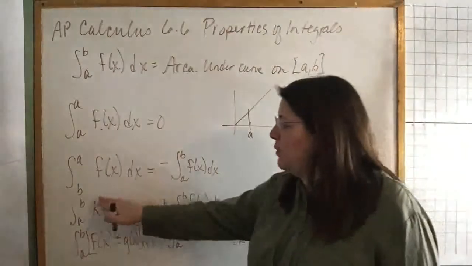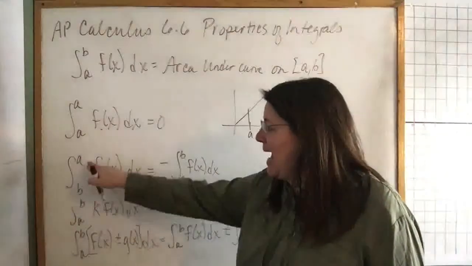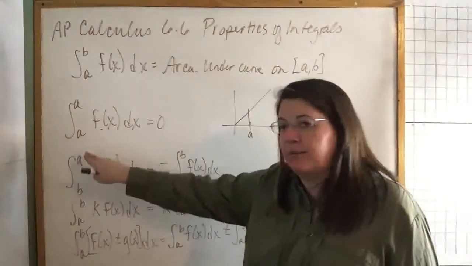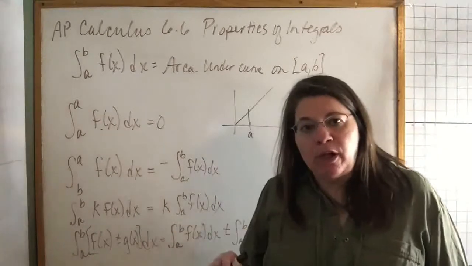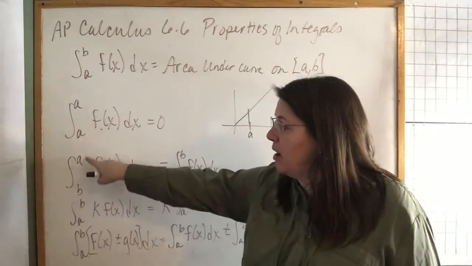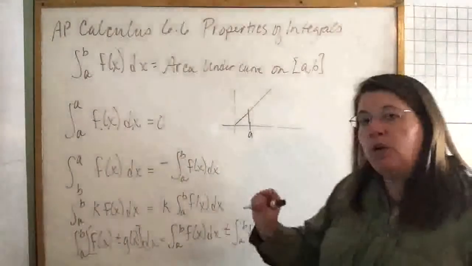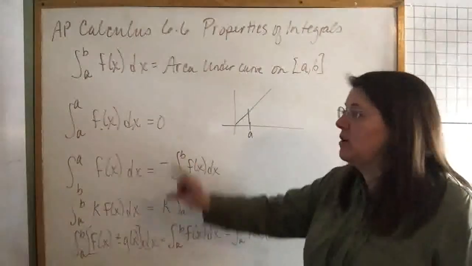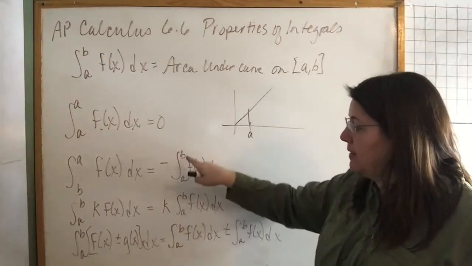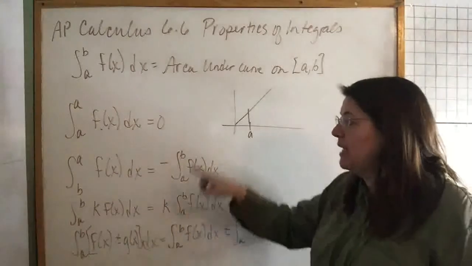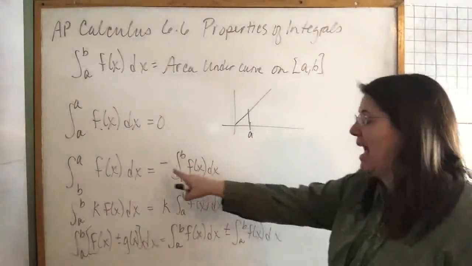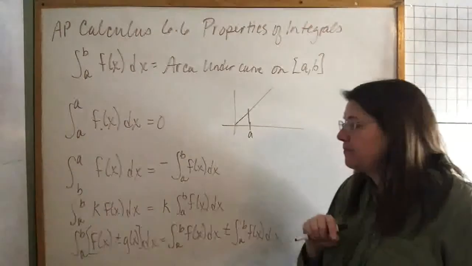In the next one, if you have the integral from b to a of f of x dx, well, those have the a and b flipped or switched. Remember, a will always be smaller than b. So if you have the bigger number on the bottom and the smaller number on the top, then what you have to do to find the answer is flip those two so that the small number is on the bottom and the large number is on top. And when you do that, you have a negative in front. That's one of your properties. So it will change the sign of that function.